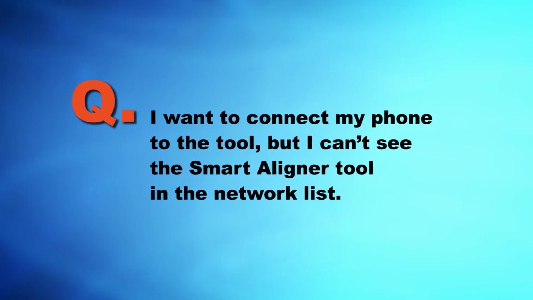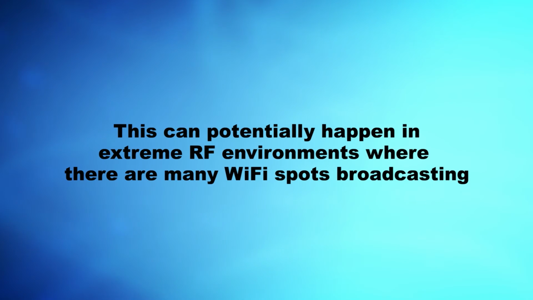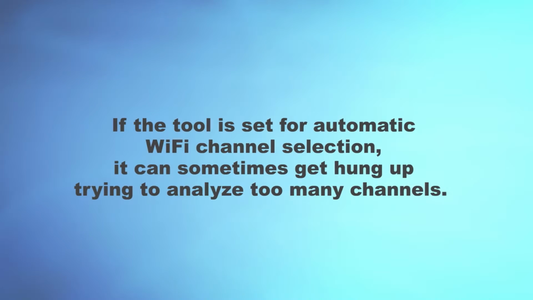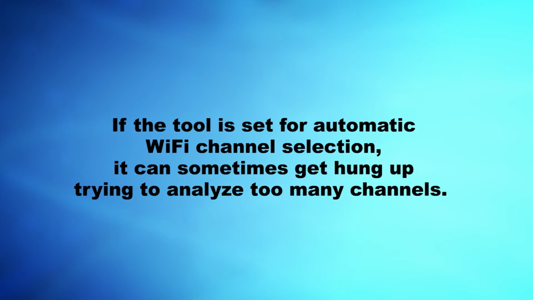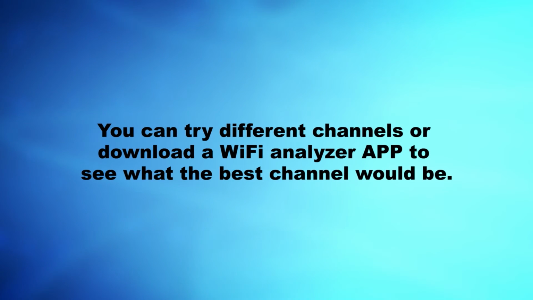I want to connect my phone to the tool, but I can't see the Smart Aligner tool in the network list. This could potentially happen in extreme RF environments where there are many Wi-Fi spots broadcasting. If the tool is set for automatic Wi-Fi channel selection, it can sometimes get hung up trying to analyze too many channels. To resolve this situation, use the menu on the tool to change the Wi-Fi selection from the default auto to a specific channel. You could try different channels or download a Wi-Fi analyzer app to see what the best channel would be.